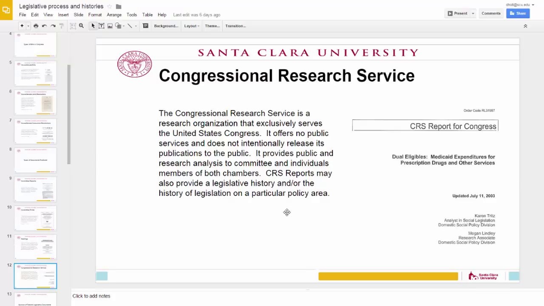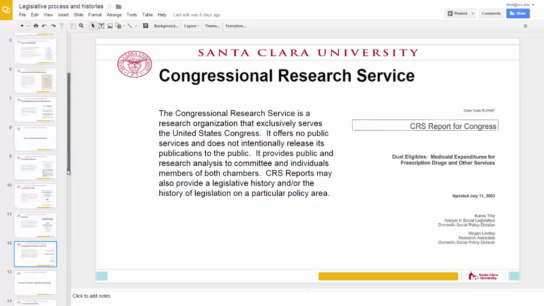The CRS is also known for producing legislative histories. If you are doing a legislative history and you find a CRS report that has compiled a legislative history for you that's on point, it's often a wealth of information.